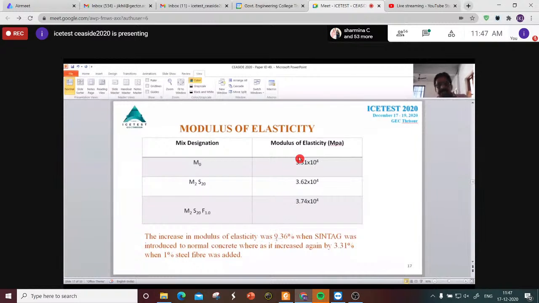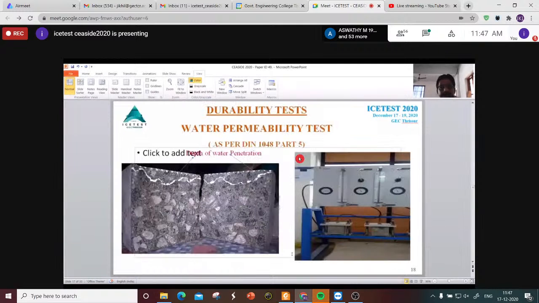So the modulus increased 9.36% when Sindac was added, and again it increased by 3.31% when 1% steel fiber was added. These are the durability tests. First one, the water permeability test. This is the test arrangement. After the testing, the cube was split into two, and this is the marking of the penetration of the water.